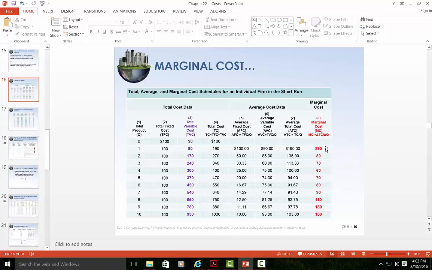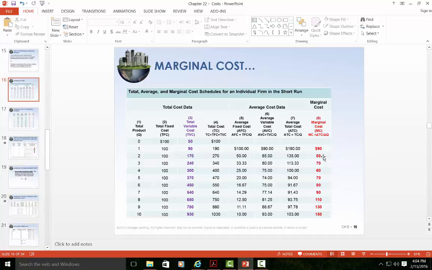But now look at marginal cost. Right? It's the cost that you incur, this is the important thing, with the additional production of one more unit. So look at the first unit, right? You have a total variable cost of 90, and your marginal cost is 90, because that is the first variable cost, okay? Your second unit, right, gives you a variable cost of 170. Now look at your marginal cost.